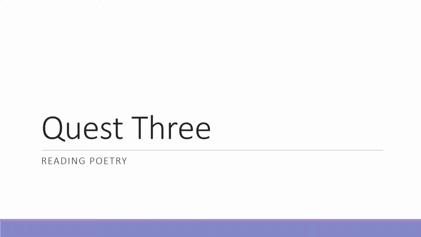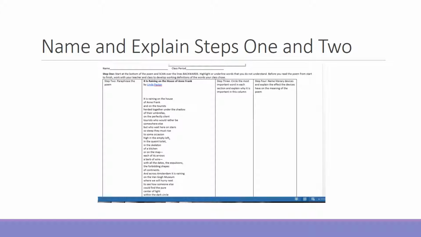Hi, welcome back. Hopefully you have printed out your copy of It Is Raining on the House of Anne Frank, Name and Explain, and you have it in front of you. If you have not done that, you need to go back and do it because you're going to need your own copy of the poem. So pause it, print it, and then start up again.